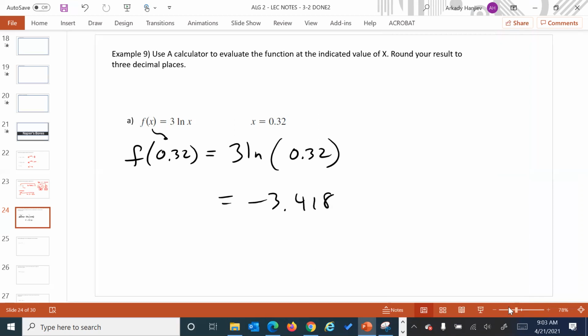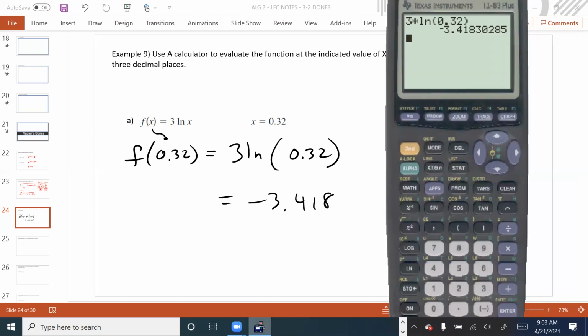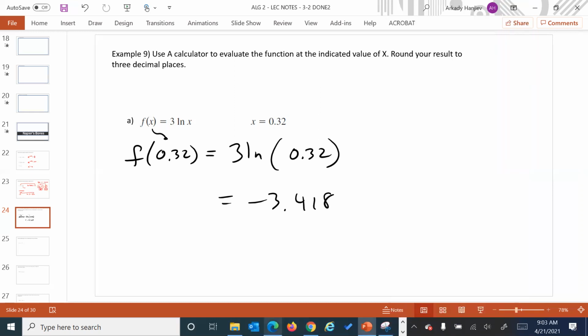-3.4. I think it's 418. Is that right? Just making sure. 418. Yep. 3 decimal place accuracy on this one here. And I will help you guys with your calculators towards the end. I think we should have some time. Okay, evaluate. Are we good there with this one?